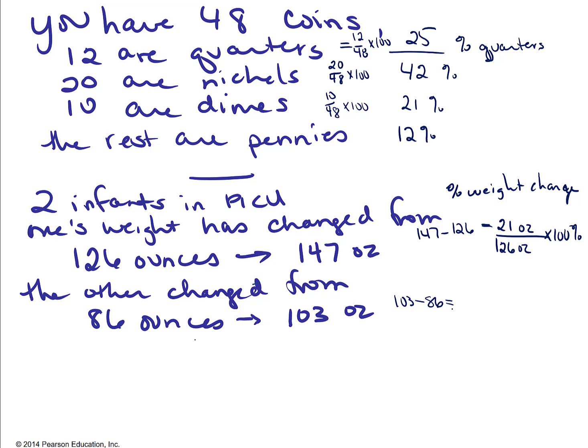How much did baby 2 gain? 17. So gained 17 ounces and started off at 86. So that percent change is 17 divided by 86. Yeah, 19.7 or 20.